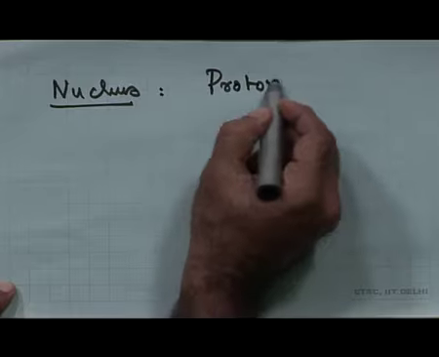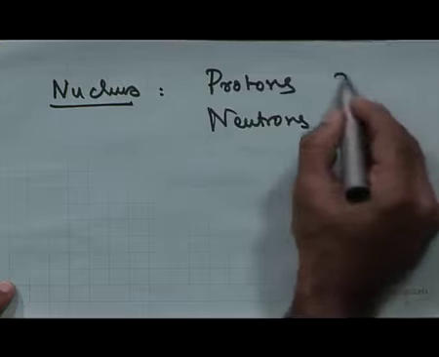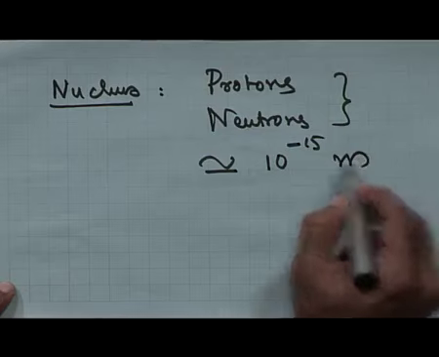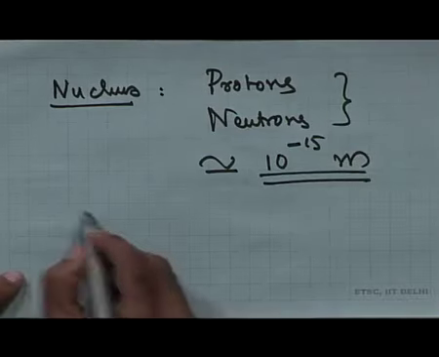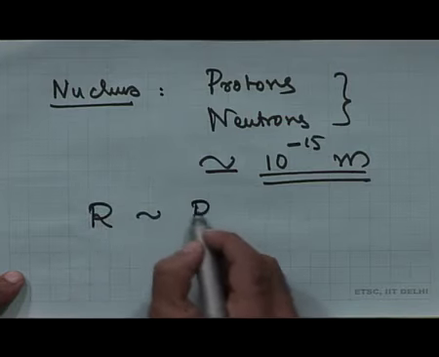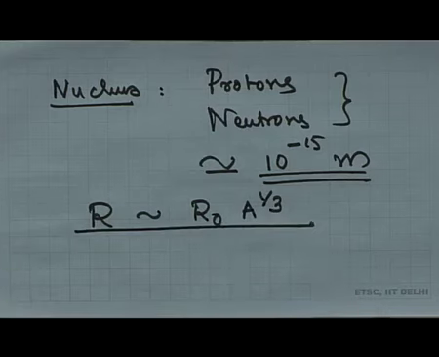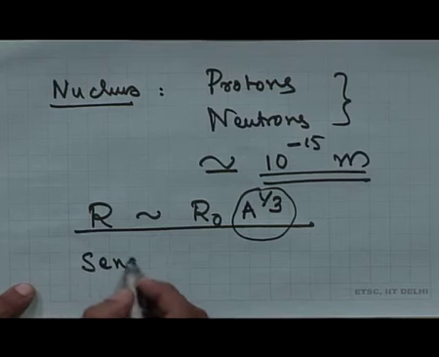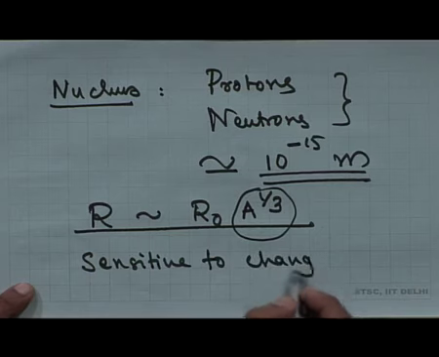Protons, neutrons, both of them have size of about 10 to the power of minus 15 meters, that is what we have, and the nuclear size is R naught A to the power of 1/3. Notice when I am writing A to the power of 1/3, that means I am sensitive to changes in the scale of femtometer.